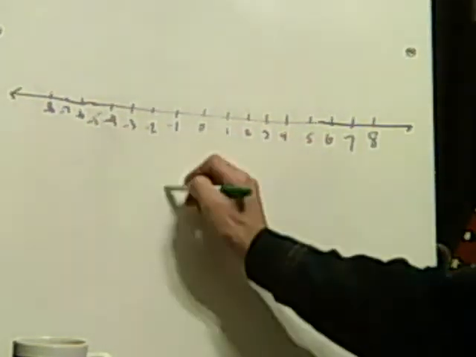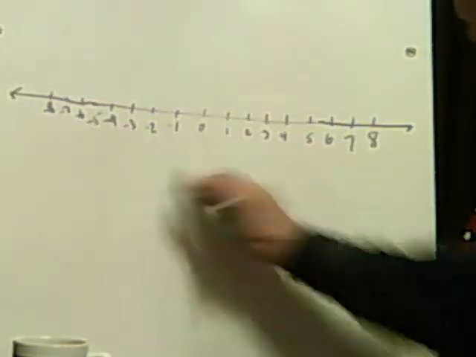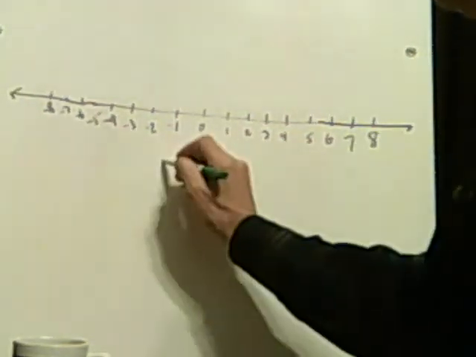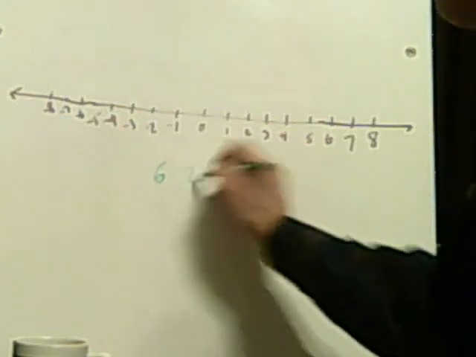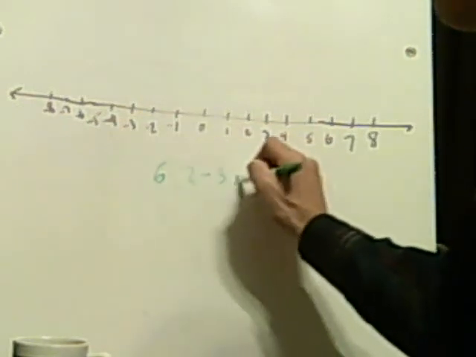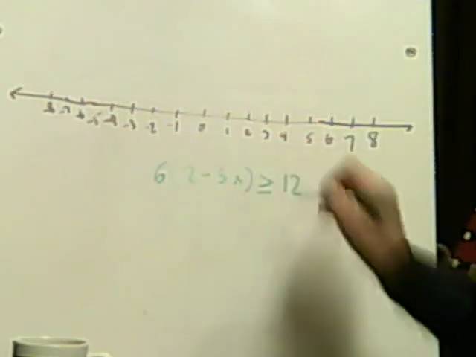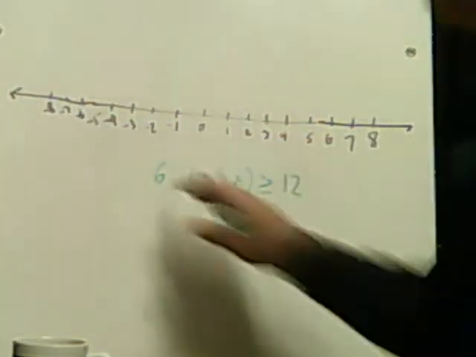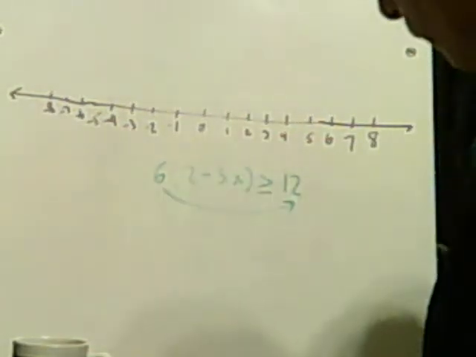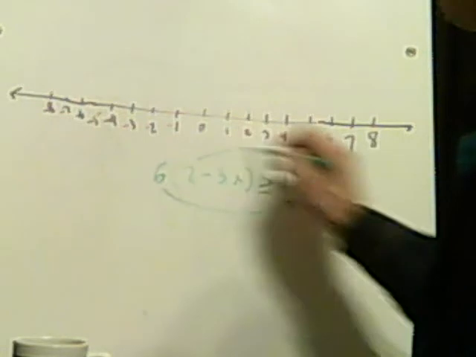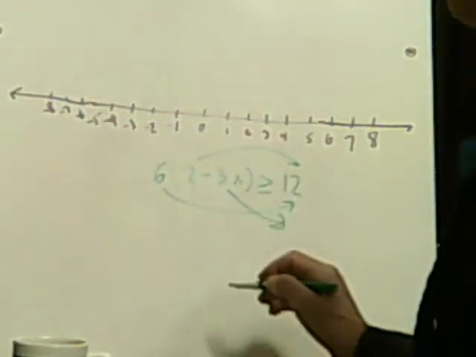Okay, the next one, 6. Looks like my pen is running out a little bit. Okay, 6 times (2 minus 3x) greater than or equal to 12. First we'll divide by the 6, get the 6 over to the other side. Subtract off the 2. Divide by the negative 3.